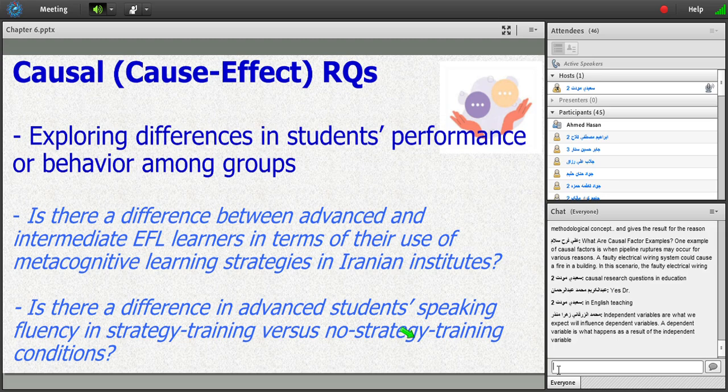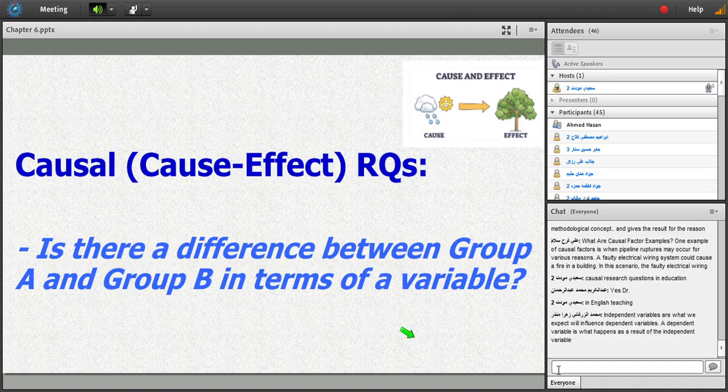Now, I give the students a speaking test and I give them scores for their speaking fluency. Then I want to check the difference between the group in which I taught the strategies and the group in which I didn't teach the strategies. And I check the scores of speaking fluency to see whether there is a significant difference between these two groups. This is another type of causal research question.